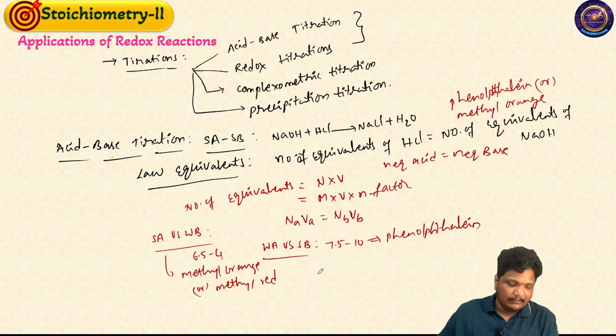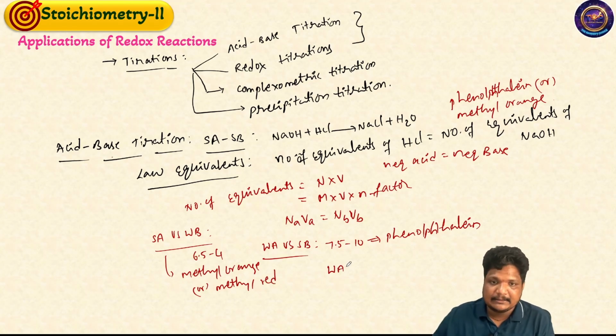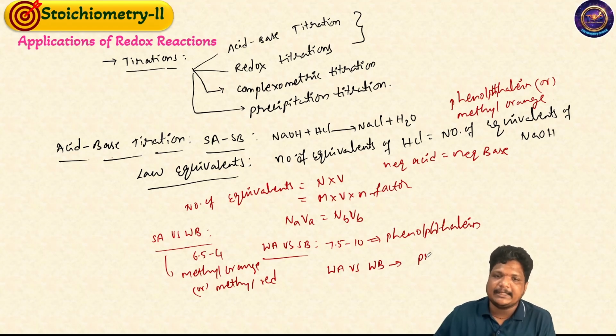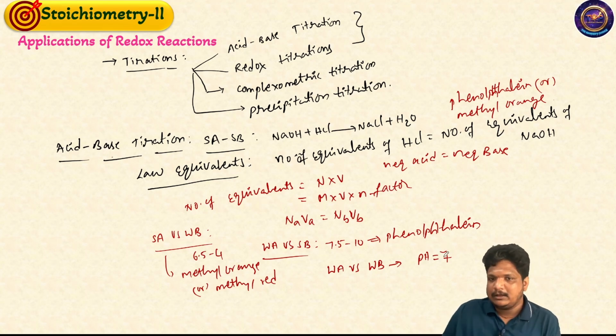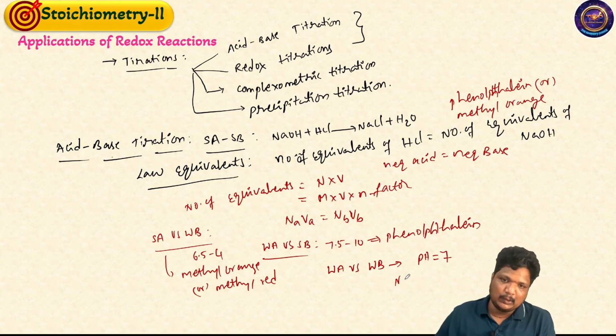Methyl red. For weak acid versus weak base, the pH range is 7. So at pH 7 you can observe the equivalence point or end point. So for this there is no suitable indicator.